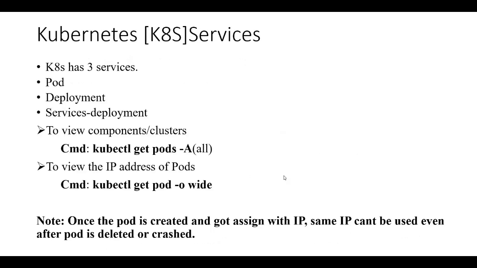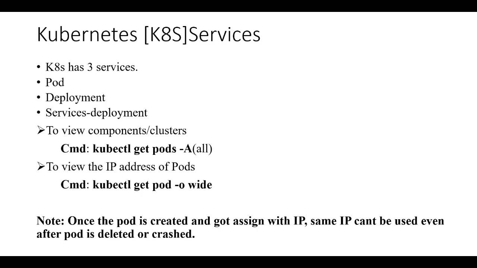The next is Kubernetes services. Kubernetes mainly has three services. One is pod, another is deployment, another is services. I have already explained in the architecture that a pod is a group of containers. So let's learn about them one by one.